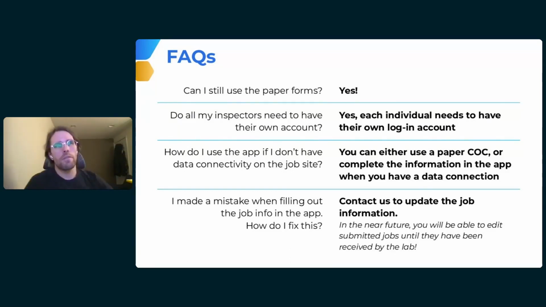If I made a mistake when I filled out the job information on the app, how do I fix it? So today, you would just send us a message or a phone call, and we can update it on our end pretty easily. In the very near future, you'll have the opportunity to edit your job information after you've submitted it, and you could add, remove, change field names or anything that you need at that time.